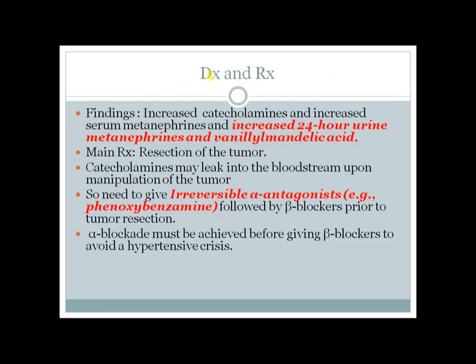So diagnosing pheochromocytoma is a very easy thing. You have to just do a few laboratory tests, and one is the serum catecholamine levels, and more importantly serum metanephrines, which will be elevated. And most importantly, you have to collect a 24-hour urine sample and look for metanephrines and vanillylmandelic acid, which will be elevated. So very important to know.